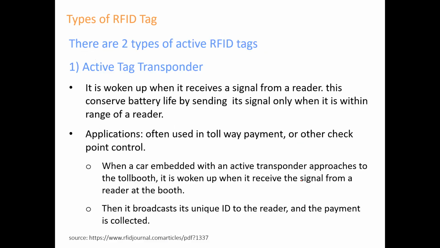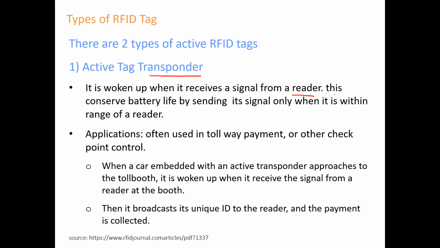Okay, and there are 2 types of active RFID tag. One is called active tag transponder. This works in a similar way as the passive. It is woken up when it receives a signal from a reader. So it means that it has to go close enough to wake itself up from the reader, so it is in the coverage range of the reader.